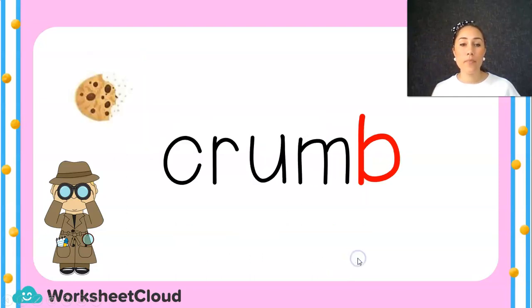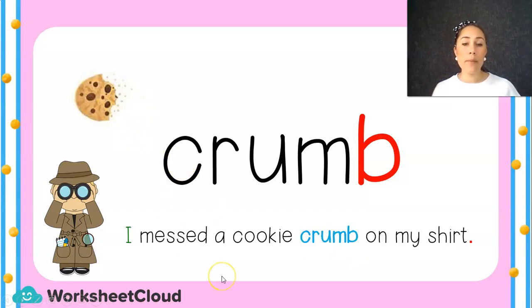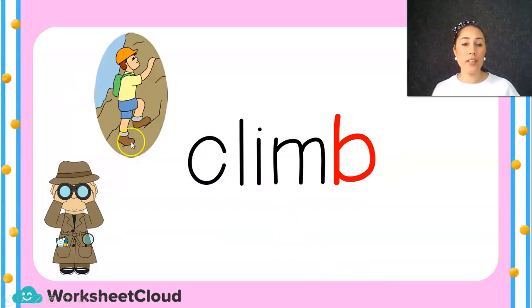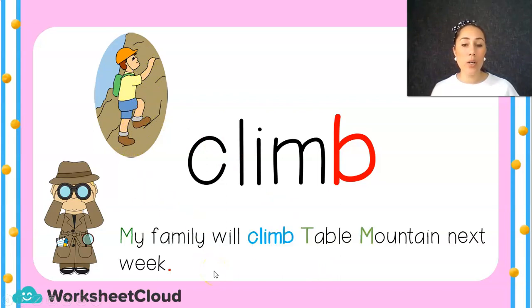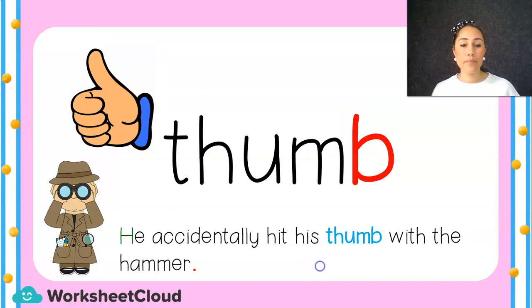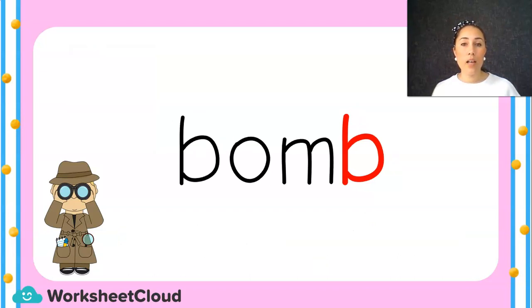Crumb. And there we see a biscuit. And the biscuit has lots of crumbs around it. I messed a cookie crumb on my shirt. Climb. And there's a little boy and he looks like he is busy climbing quite a big mountain. My family will climb Table Mountain next week. Thumb. He accidentally hit his thumb with the hammer. That could be quite sore.